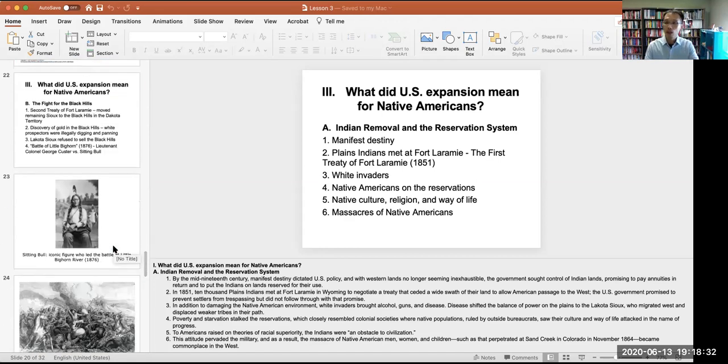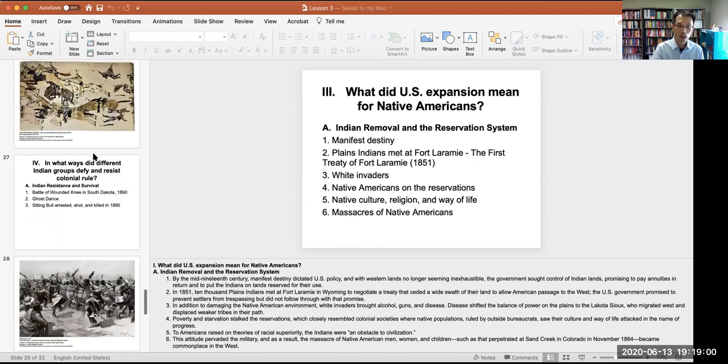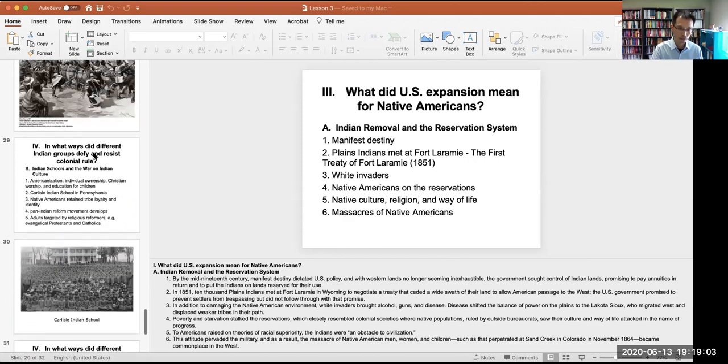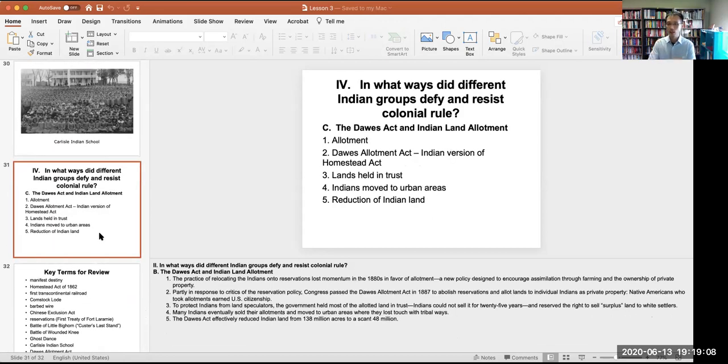But eventually, when the violent dimension of Indian treatment came to light, when even Western reformers were denouncing the violent part, the government moved to a more gentler, but no less, in my view, no less violent approach to erase Indian culture and life. That's when they start to put kids into schools and try to change adults' religion and way of life. And of course the Dawes Act, which reallotted Indian land.